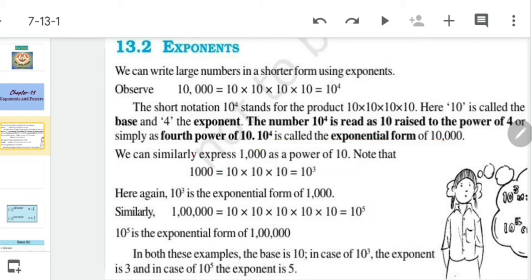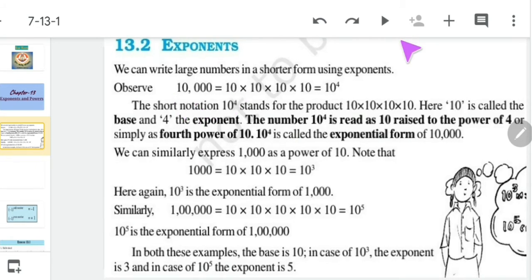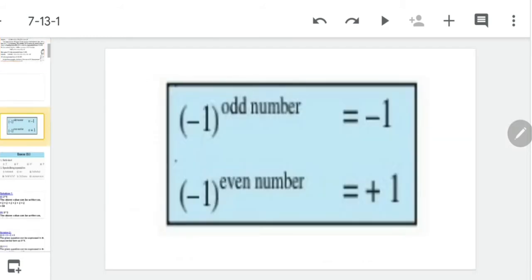Okay. Now I hope you all are very clear about what is exponent, what is exponential form, and how we can write a large number in its exponential form. Okay. Now let's move on to the further things and then we will start the exercise.